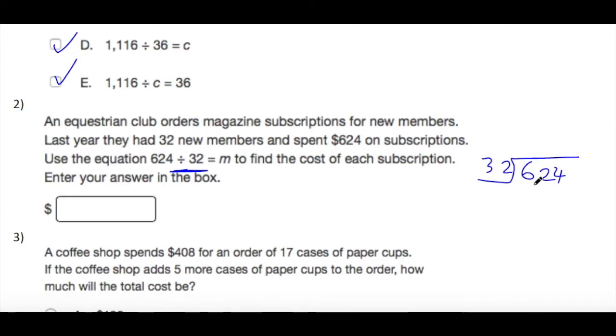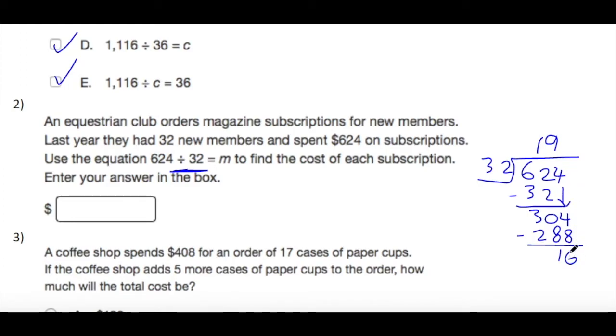Now we have two digits, so I will take two digits. 62 divided by 32. How many 32 are there in 62? Just one. 1 times 32 equals 32. When we subtract, it will be 30. Now bring down next digit, which is 4. 304 divided by 32, you will find it 9. 9 times 32 equals 288. When you subtract, the remainder will be 16.